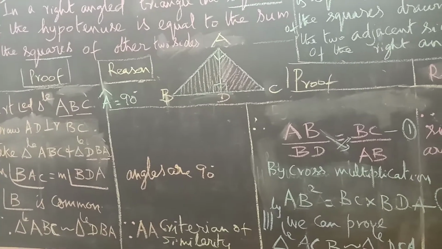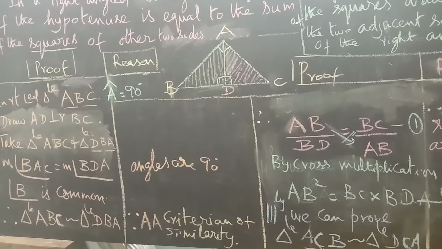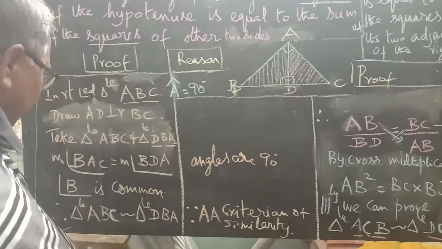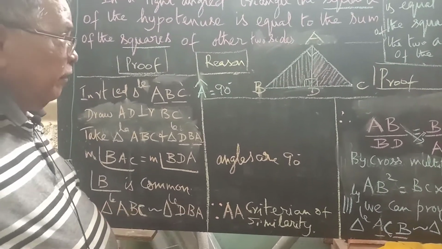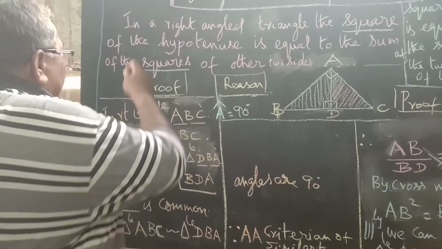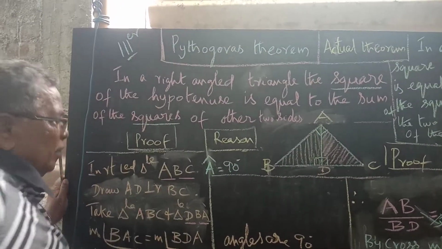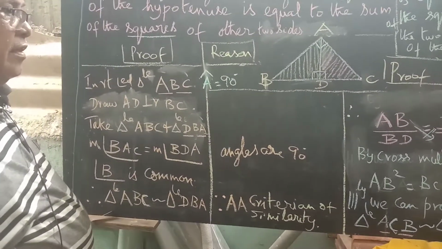Okay, similar triangles. Now you can say that therefore triangle ABC is similar to triangle DBA. For similar, we can also use this symbol, a single line with a curve. If you put it like this, these two triangles are said to be similar.